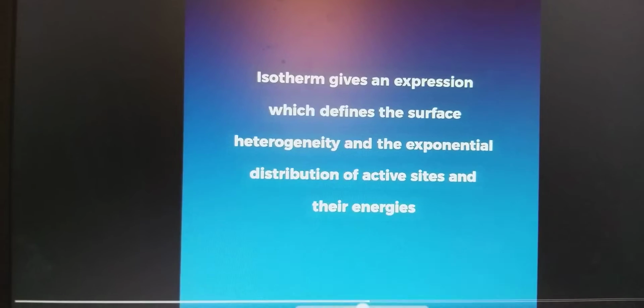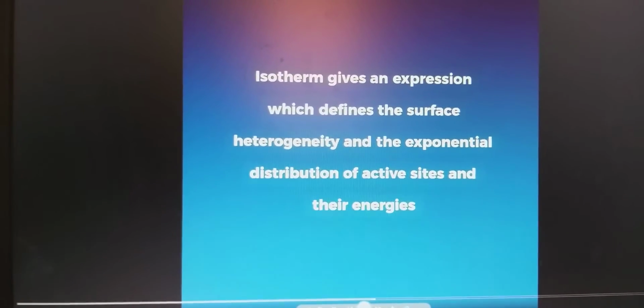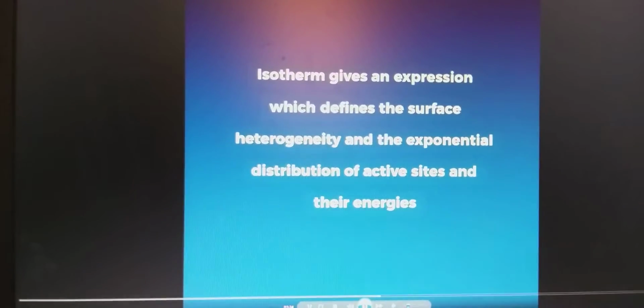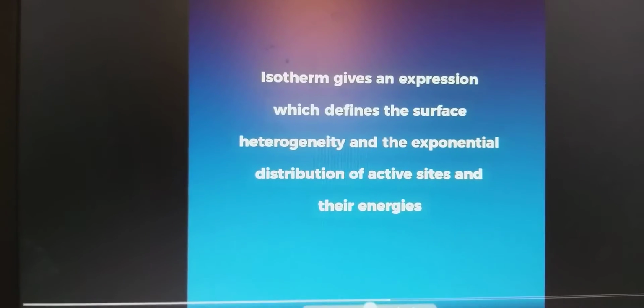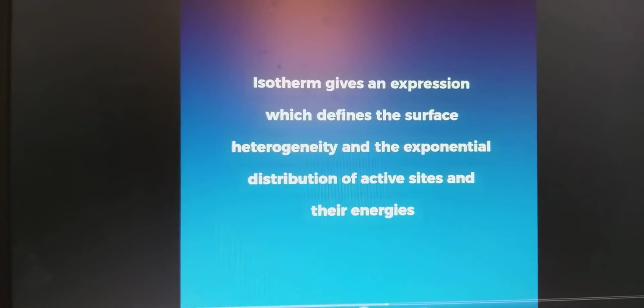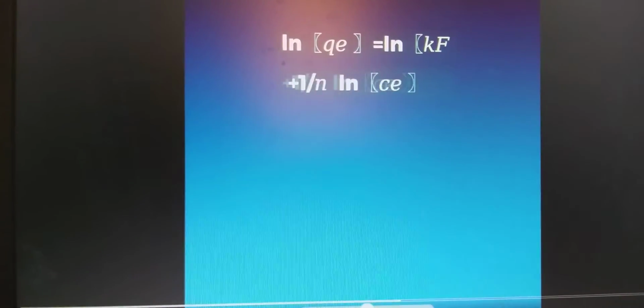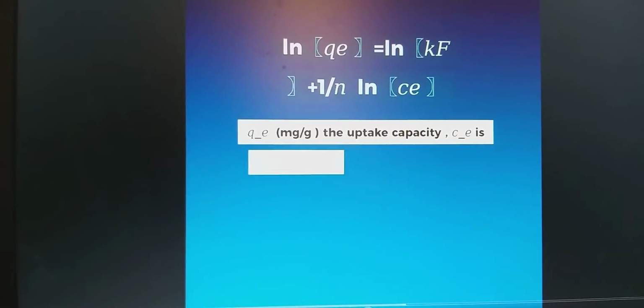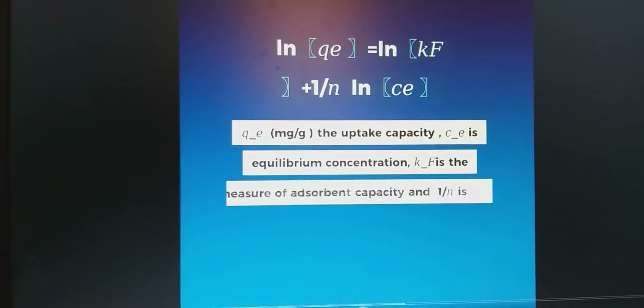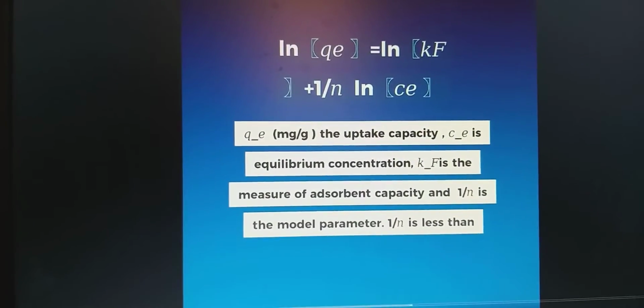So when you see that equation, there is an ln term, so obviously the exponential distribution of active sites is present. That is the most important thing which comes under the Freundlich adsorption isotherm. The equation is ln Qe = ln KF + (1/n) ln C.